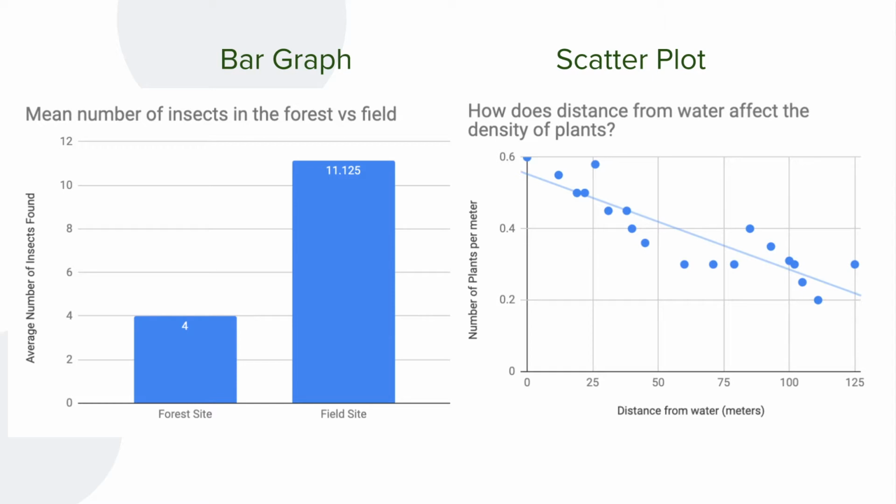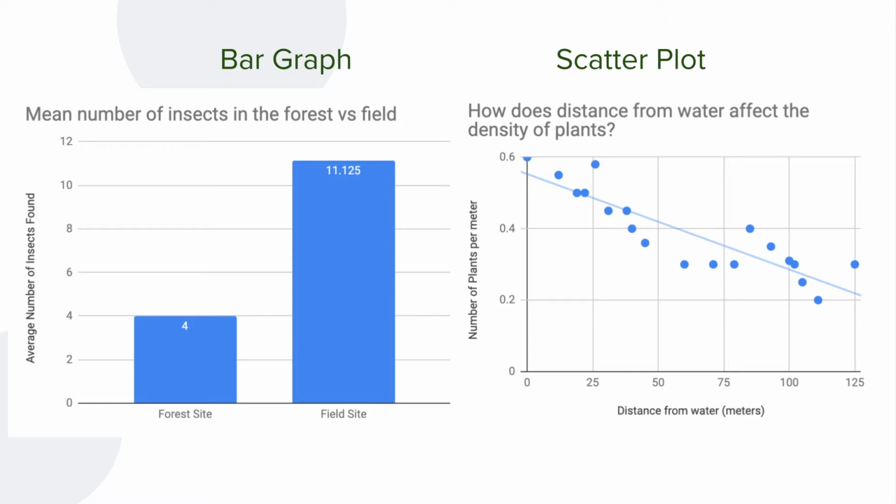On the left here, we can see an experiment about the number of insects in an area, a forested area or a field area. On the right, we can see an experiment that looked at the distance from water and the number of plants in an area at each distance from water. Here we can see a bar graph and a scatter plot. These are the 2 main types of graphs you might use to graph your data.